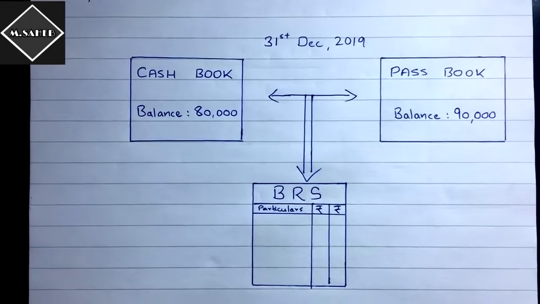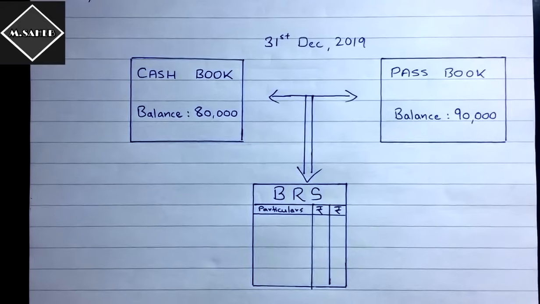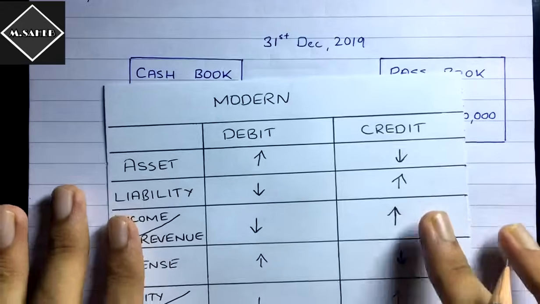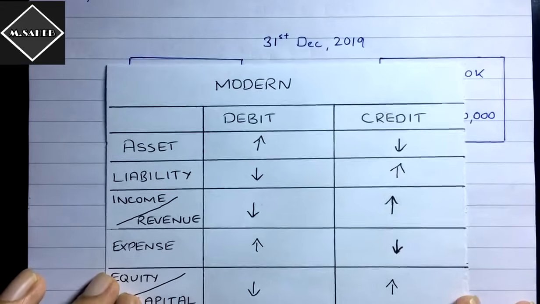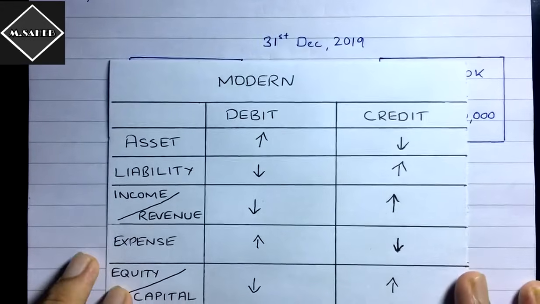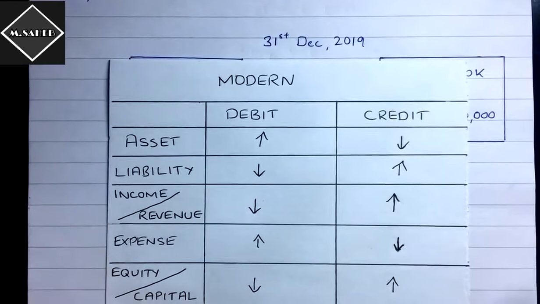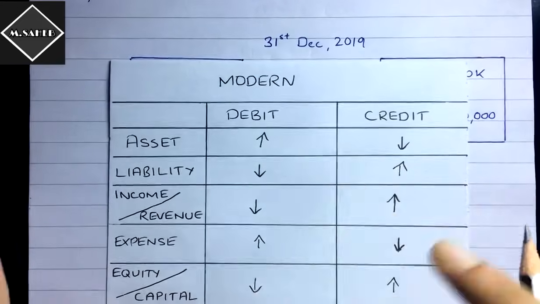Now, the first thing that I'm going to show you is the modern rules of accounting. Now, you'll be like, what? Modern rules of accounting? Come on, man. We know modern rules of accounting. We are not kids. I know you know them, but I just want you to revise this, that's all. So let's just do that. What do the modern rules of accounting say?